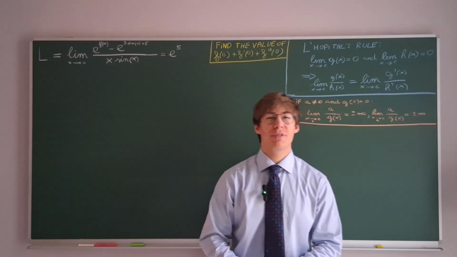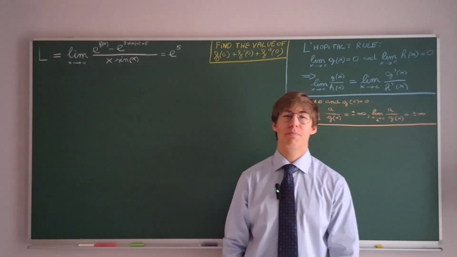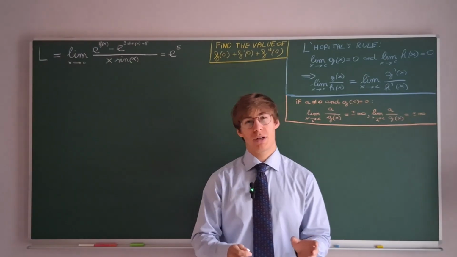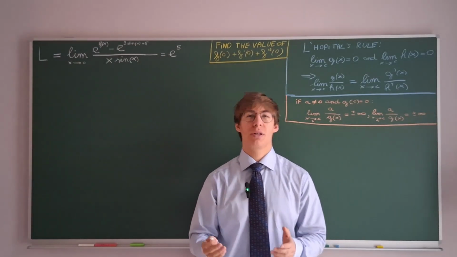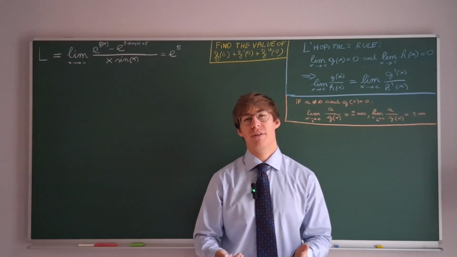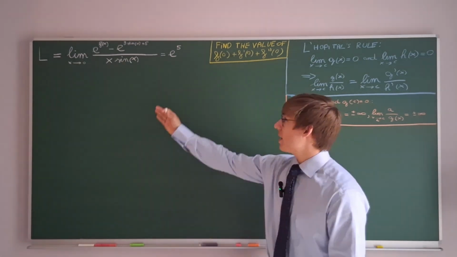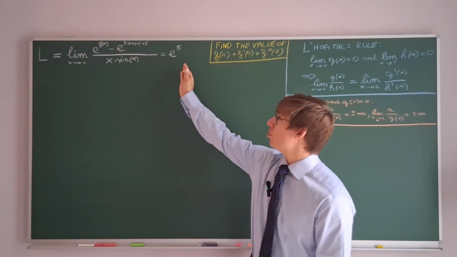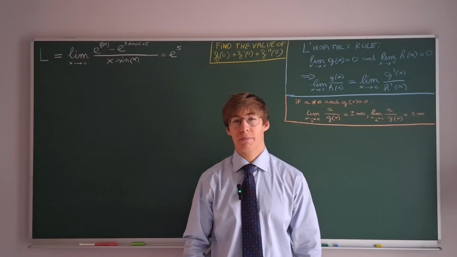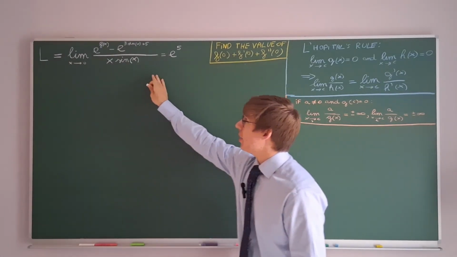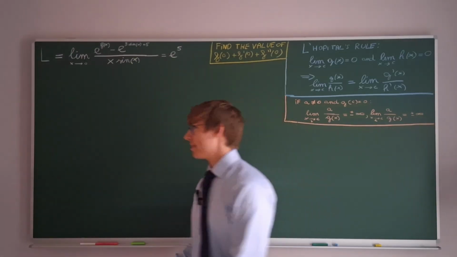Hi everyone, let's solve this very interesting calculus problem. We need to find the value of f of 0 plus f prime of 0 plus the second derivative of f evaluated at 0. And the only thing we know is that the following limit is equal to e to the fifth. So let's start with just filling in x equals 0 in this expression and see what we get.